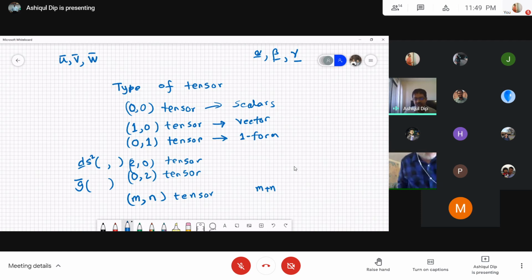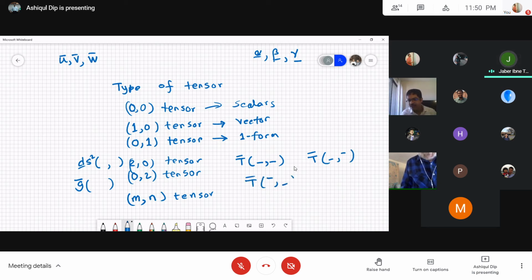How many possible second rank tensors can we write? A second rank tensor can be some T that can take, by lower bar, I mean it can take a vector, and by upper bar, I mean it can take a one form. So it's basically a permutation with repetition, all possible permutations. It can be this, it can be this as well. This is the second rank tensor.